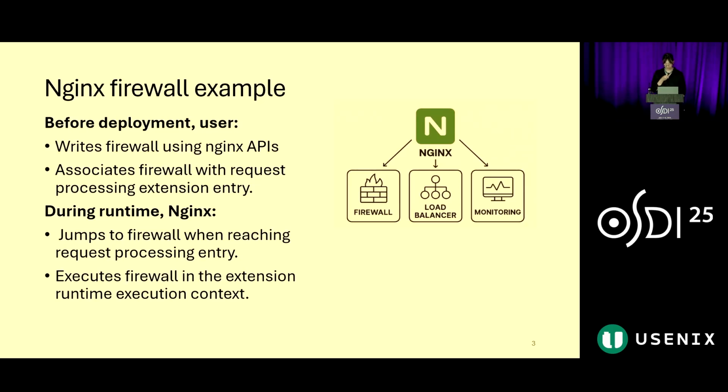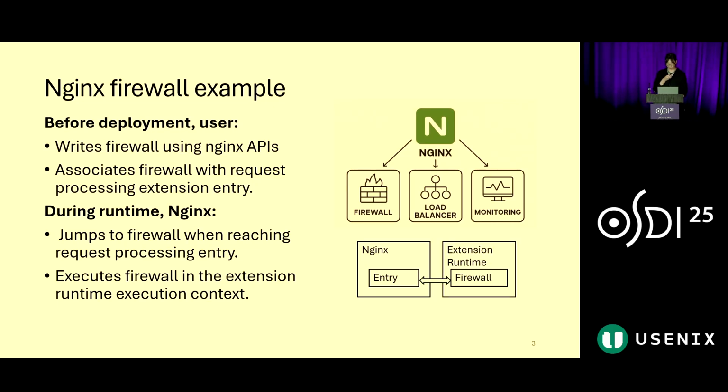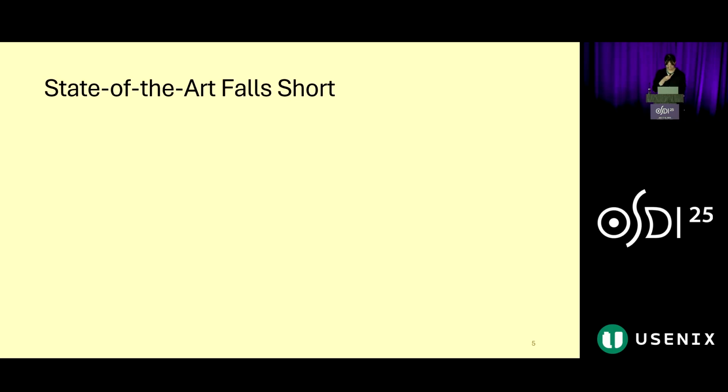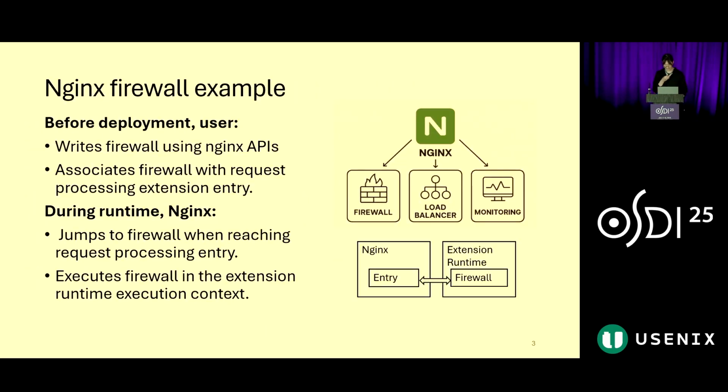Here is how the firewall extension execution model works in Nginx. Before deployment, the user writes the firewall logic using Nginx APIs and associates the firewall with request processing extension entries. During runtime, when Nginx reaches the request processing entries, it jumps to the firewall extension. The firewall executes in the extension runtime execution context, analyzing the request and deciding whether to block it or allow it.